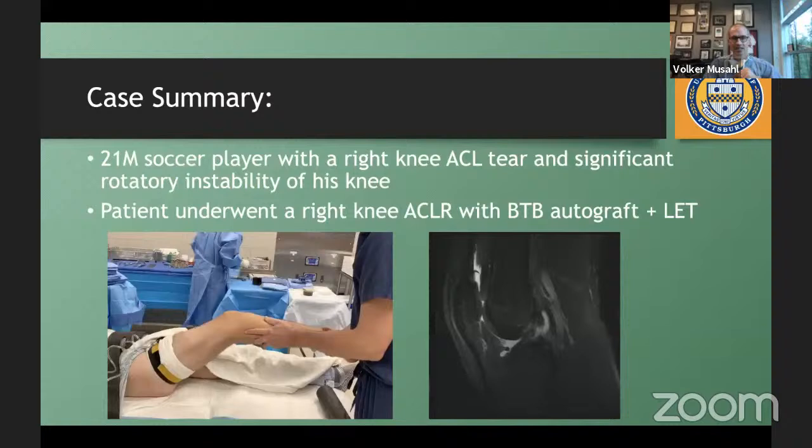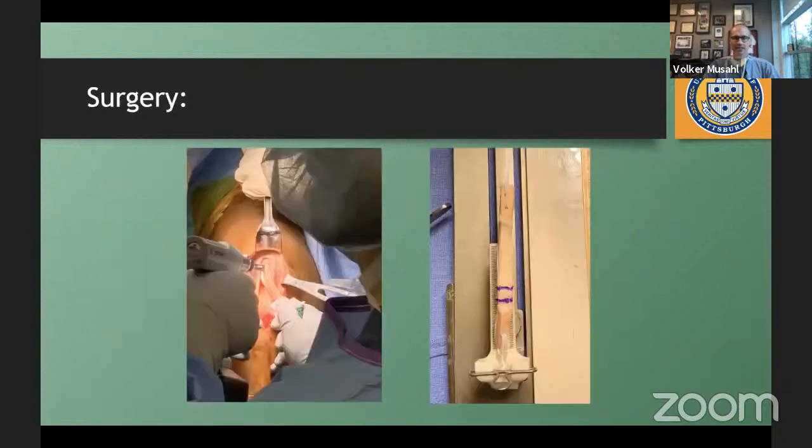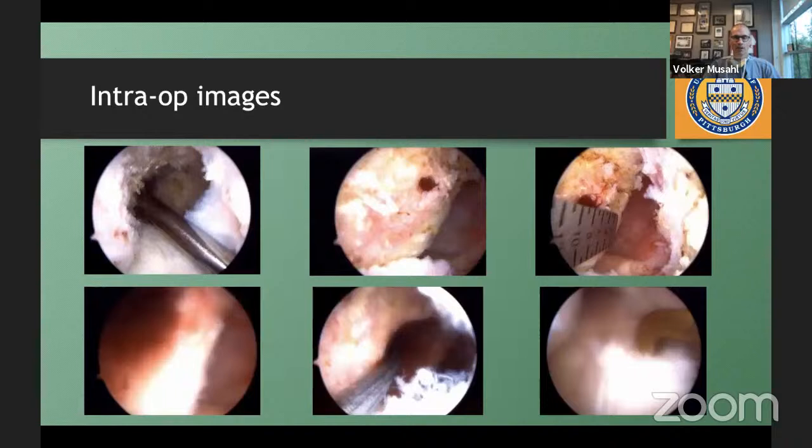So here's my case summary. This is the case I showed you early on. So this is the 21-year-old with high-grade instability, isolated ACL injury, no meniscus tear, no ramp lesion, no root tear, no anterolateral injury, no MCL injury. So in this case, what we ended up doing is a BTB ACL reconstruction. You can see I choose a quite posterior point on the femur.